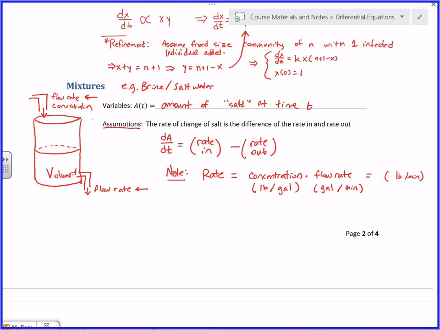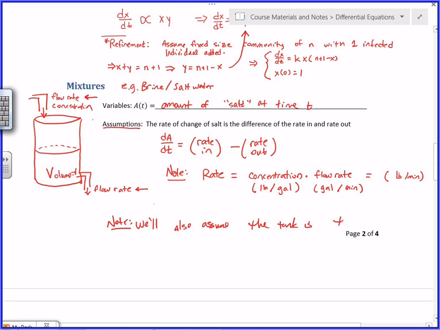We're going to make it simple and assume once we put it in, let's keep this thing stirring, and a close approximation of what's going on is it's thoroughly mixed. It's equally distributed all the way throughout, okay? So make a note down here. We'll also assume the tank is thoroughly mixed at all times.